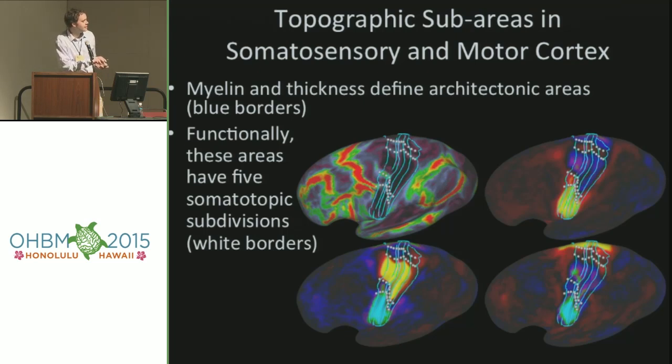And functionally, we could see these somatotopic boundaries. If we measure them with task fMRI, we see nicely the same boundaries as the resting state. So we call these areas sub-areas.